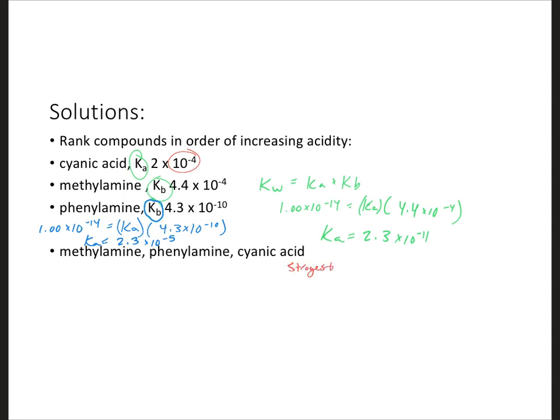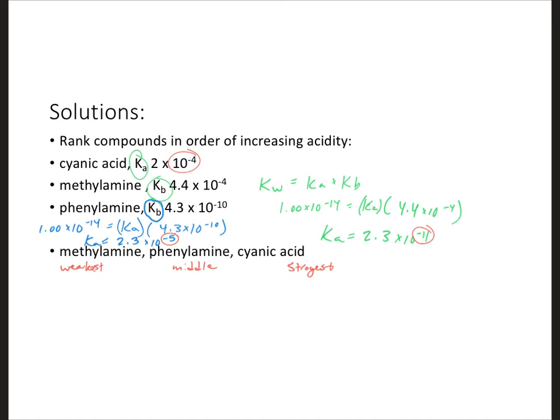When we look at the Kb that gave us Kas, we now have a times 10 to the minus 5, so that's the next one. So phenylamine is going to be in the middle. And then when we had a Kb converted to a Ka, we get times 10 to the minus 11. That's the smallest of the numbers. That's going to be the weakest of the acids. That was for methylamine. So methylamine is going to be the weakest in this set.